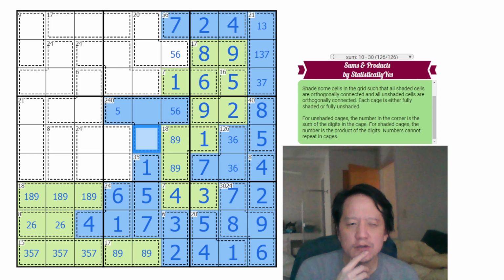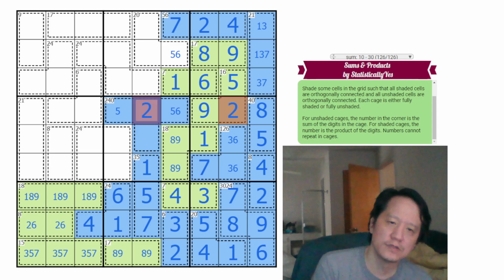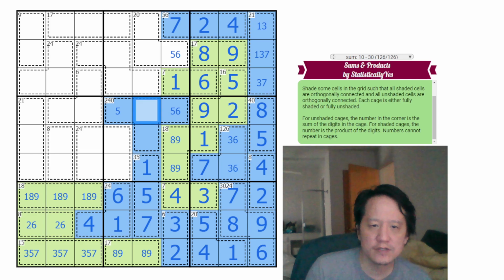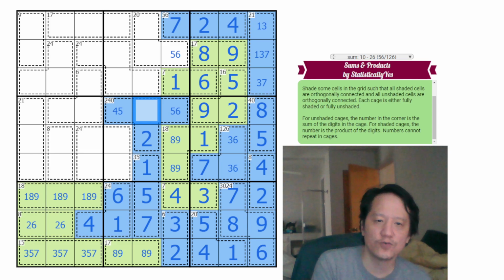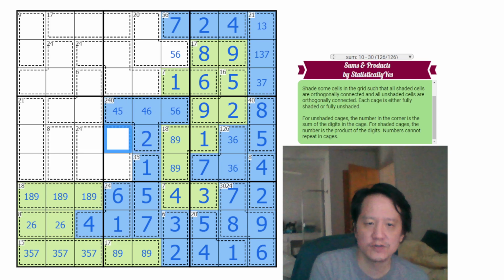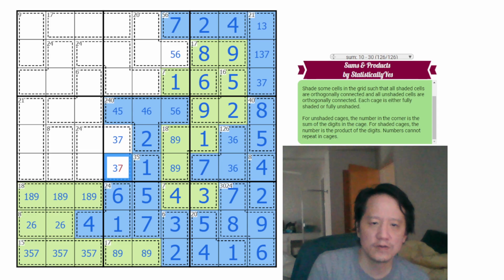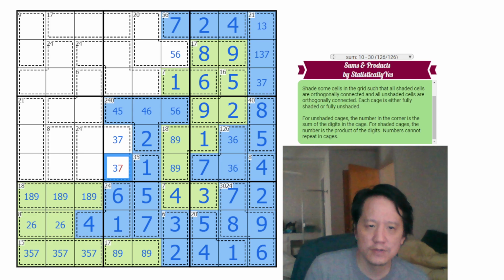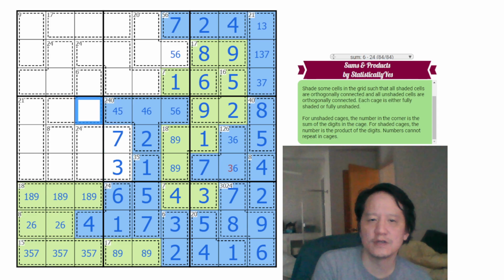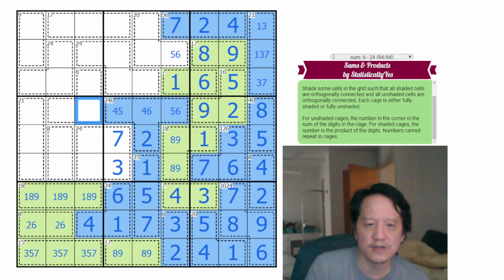48, it has to be 2, 4, and 6, right? Yeah, it has to be 2, 4, 6. Okay, so if that's the case, this is 2, and 4, and 6. So this is 4, 5, 4, 6, 4, 5, 6, 3, 7. So this is 3, this is 4. This is 3, this is 7. So this is 6, and this is 3. And we have 1, 3, and 7 here.